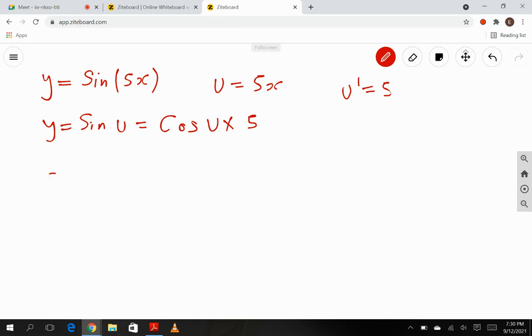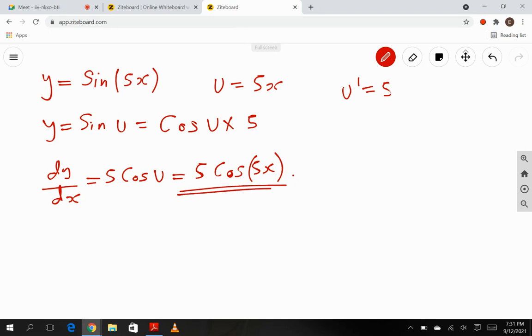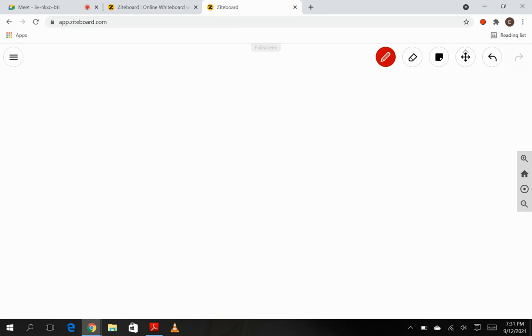So basically what you're having is dy dx is 5 cos u. So now let's substitute for that. So you have 5 cos of 5x, right? Of course you want to put brackets there just to make it fine. So you see, these are the kinds of questions where you want to apply these kinds of principles. So let's see if we can look at another one.